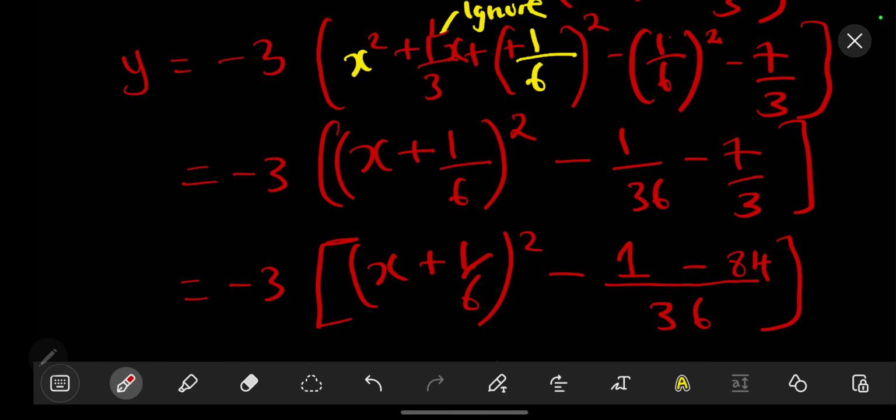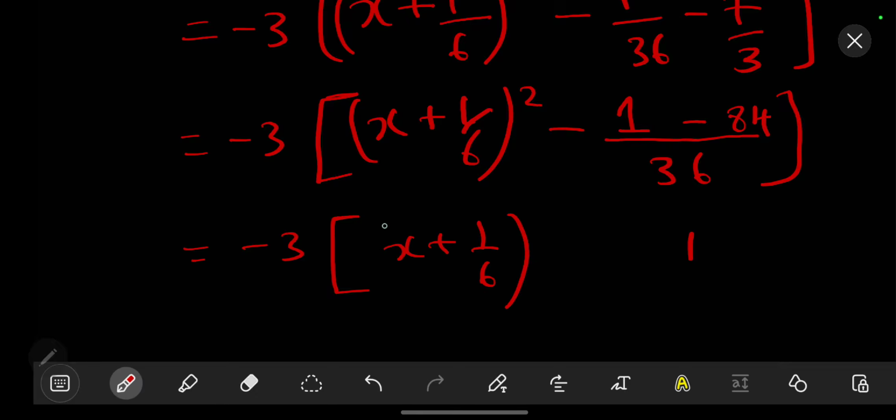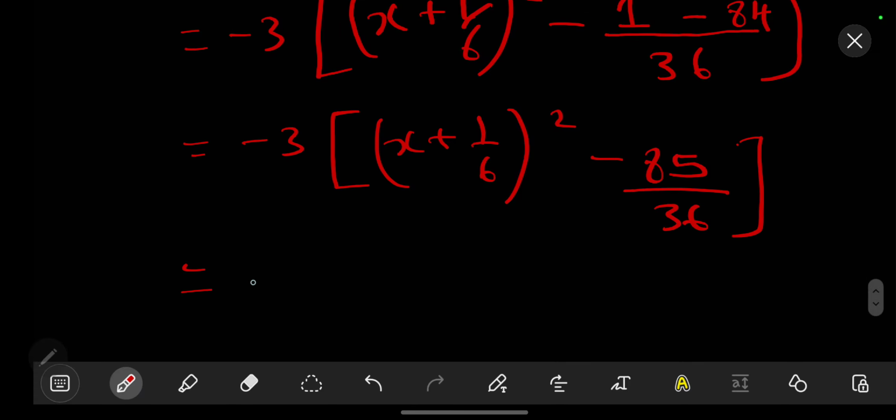So when we do that, we are going to end up with our, let us simplify, negative 3, like that. X plus 1 over 6 squared. Then we have minus negative 1 minus 84. It will be negative 85 over a 36, like that. Then we are going to have our negative 3, like that. Then it is multiplying now. So negative 3 times this, it will just multiply with the coefficient outside. So it will be negative 3.